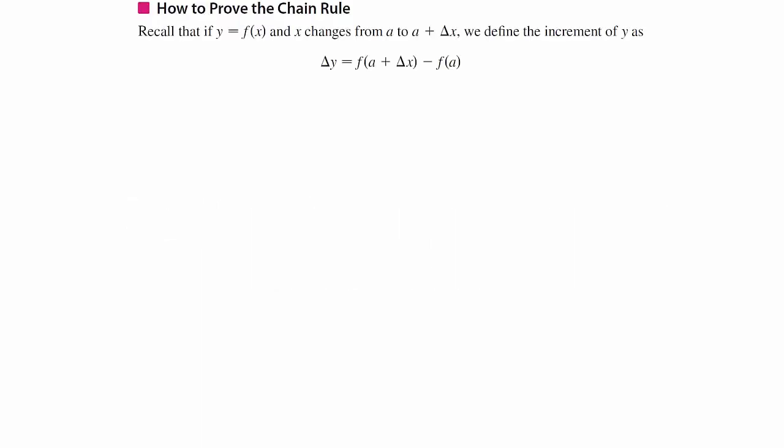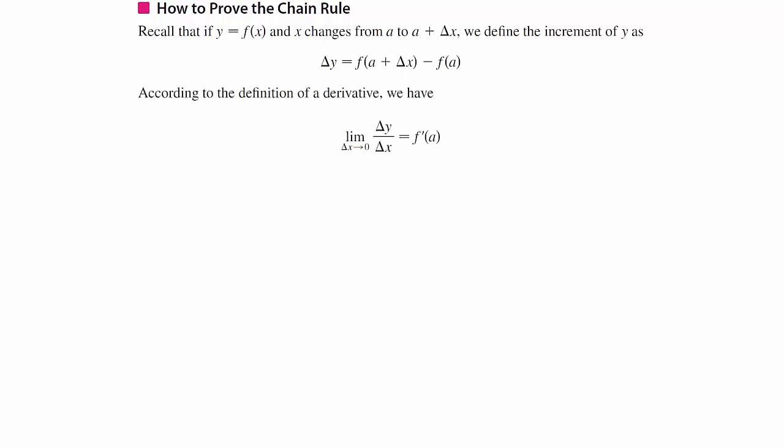So if we have a function y equals f of x, and x changes from a to some point later on in the x-axis, we'll call it a plus delta x, we can define the corresponding change in y as delta y equals f of a plus delta x minus f of a.